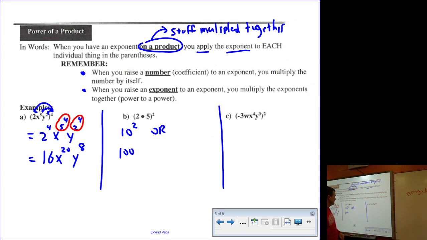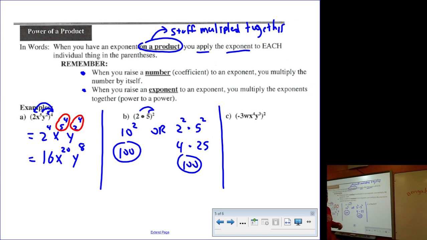Or I could apply the 2 to each thing and go 2 to the 2nd power times 5 to the 2nd power. Now, those do not have the same base, so I'm going to have to go ahead and do the exponents first. 2 to the 2nd power gives me 4, and 5 to the 2nd power gives me 25. And 4 times 25 is, of course, 100. And I got the same answer either way. That tells me that this rule is a good rule. It gives me the same answer as PEMDAS did.